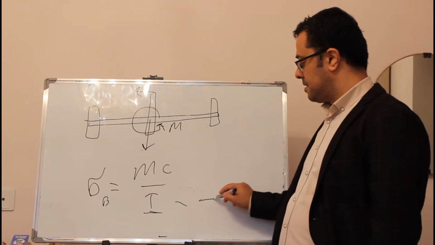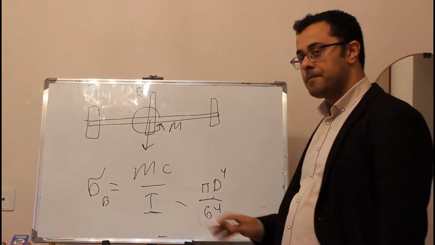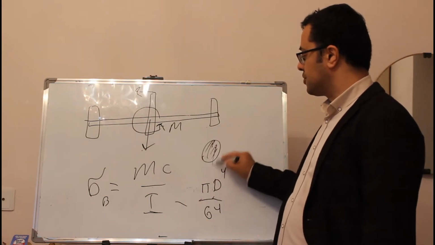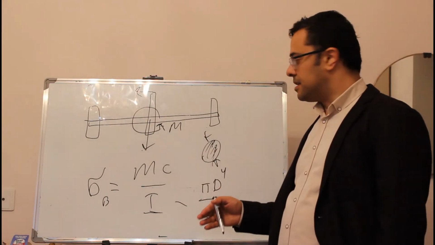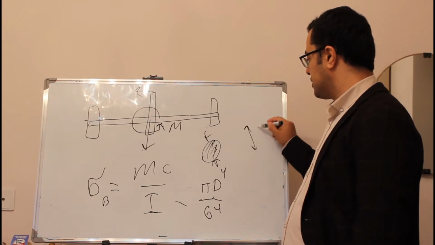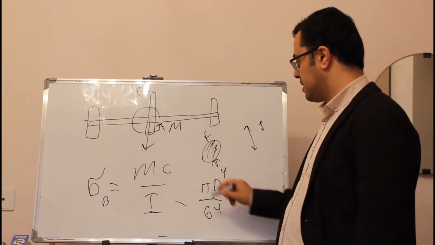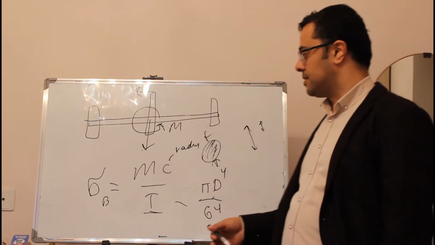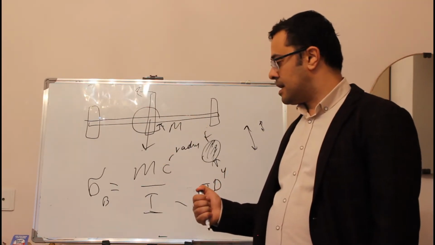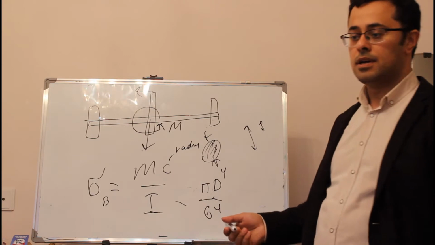I is pi d to the 4 over 64. So that's the cross section of the shaft, its diameter. You calculate I. C is either the diameter of the shaft or the radius. It's the radius, sorry, C is the radius. Moment, you calculate the moment yourself. And if you need help with moment calculation, that one I can do for you as well.